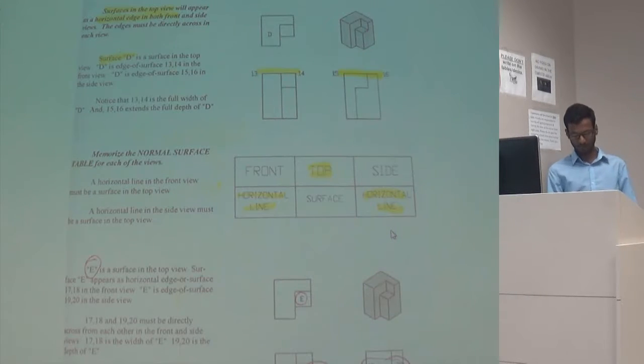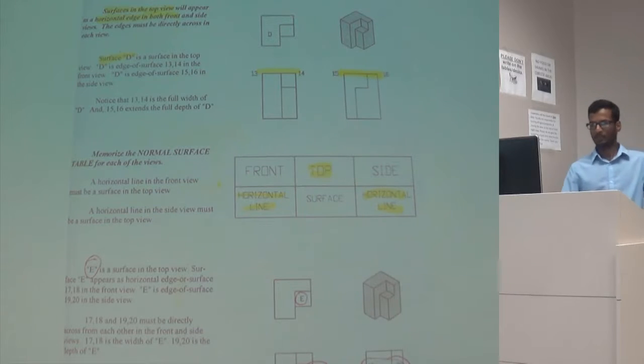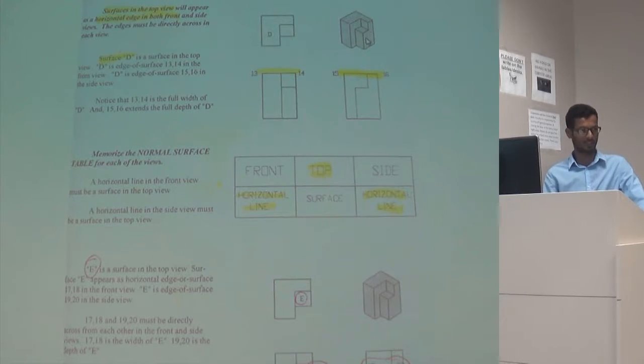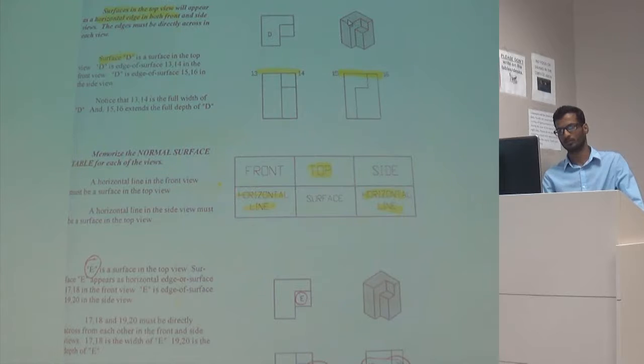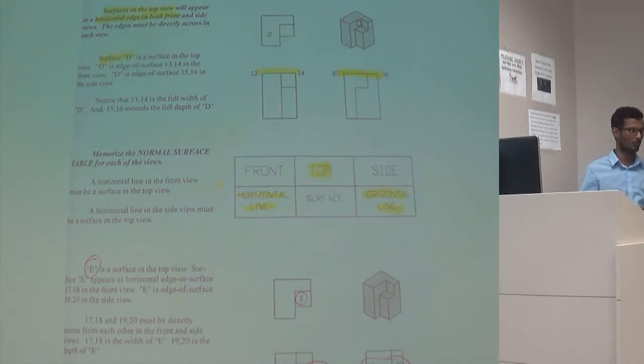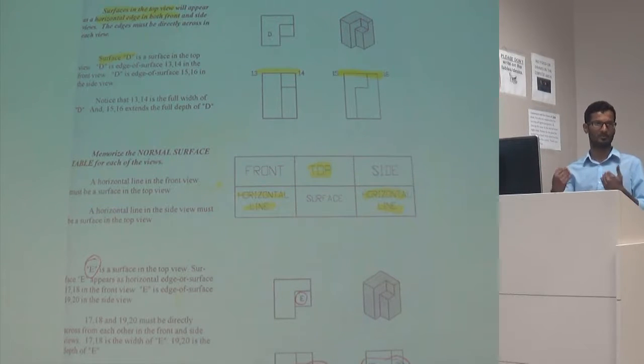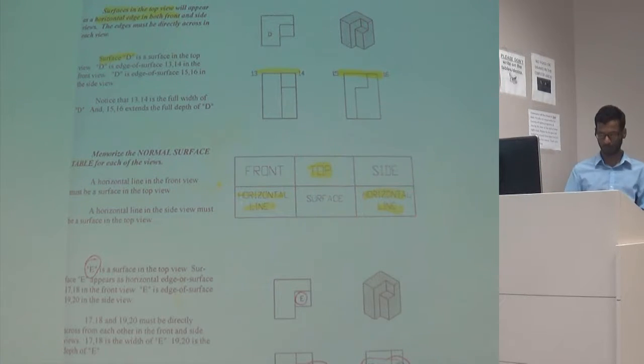Let's see normal surfaces in the top view. If I see a normal surface in the top view, we will take the same 3D model example. If I'm looking from the top, then I would see two surfaces: surface D, which is that, and surface E, which is that tiny little square. So there are two surfaces from my top view. We need to analyze what those two surfaces would be representing in the other two views.